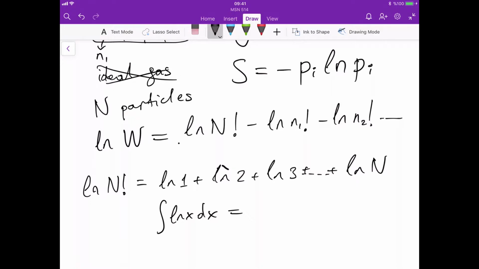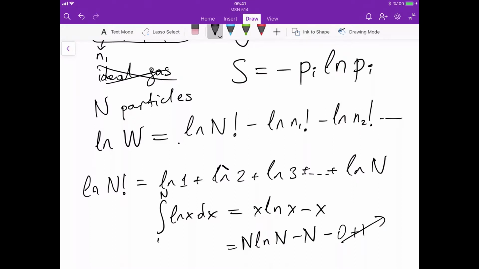What's the integral of ln x? X ln x. For some reason you know this. That's good. Yes, that's correct. X ln x minus x. You have this from 1 to n, so I will have an expression like n ln n minus n, minus what I get if I put 1, which is 0. And I have plus 1, but I will ignore it.